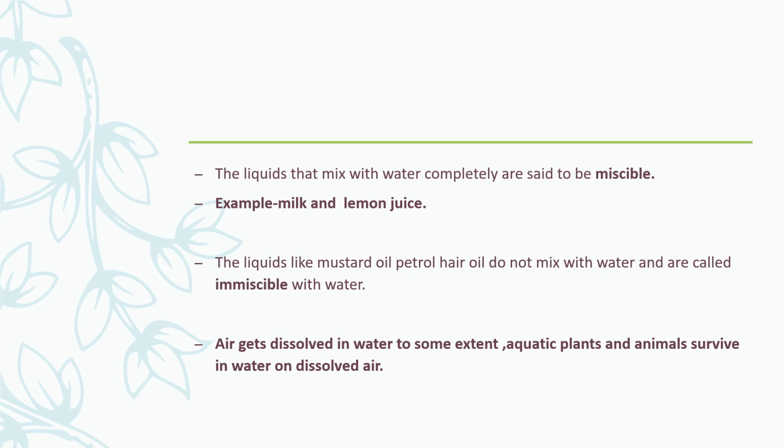Now, the meaning of miscible is something which mixes completely. If we have two liquids that mix completely, they do not appear to be different. When they are mixed together, they will form a uniform layer. That is called miscible, like milk and lemon juice. And liquids like mustard oil, petrol, hair oil do not mix with water. So they are called immiscible with water.